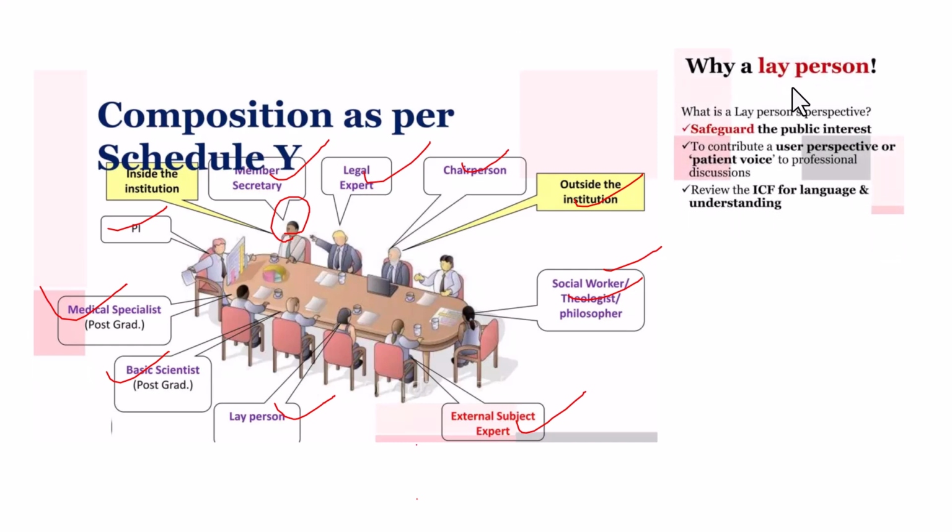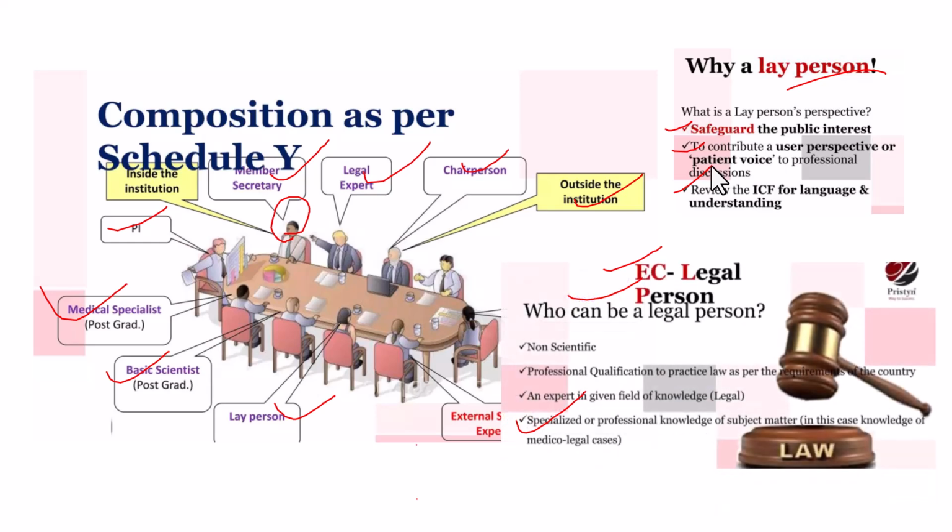Fine. So why is a lay person needed? What is a layperson's perspective to safeguard the public interest? He or she will tell what the public interest is or what kind of safety they need from a particular gene transfer or particular medical condition, right? To contribute a user's perspective or patient's voice to professional discussions and review the ICF for language and understanding.